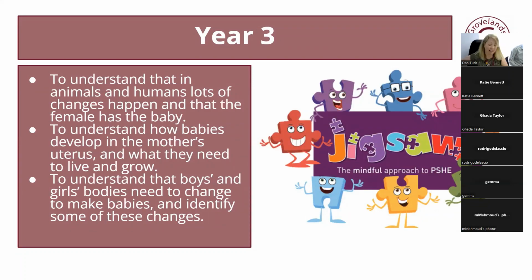Okay, good morning. So this will sort of highlight the differences and how it progresses from year 3 to year 4. So in year 3, we basically look at the differences between babies and adults, starting with animals, and how a baby animal looks different to its parent. And then we move on to humans as well.